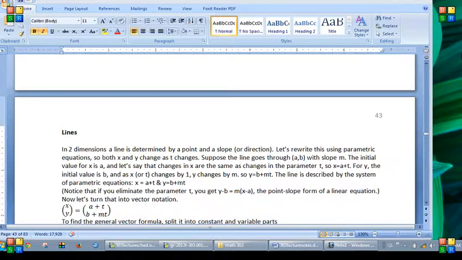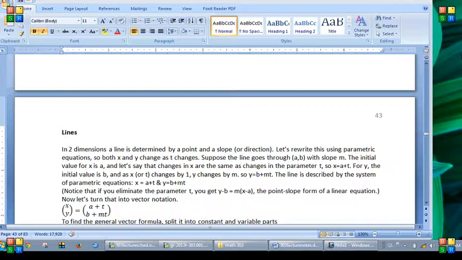Okay, so first of all, lines. In 2 dimensions, a line is determined by a point and a slope. Now, it's going to be useful for us to recognize that saying what the slope is conceptually equivalent to giving a direction. Okay, so we're going to rewrite this using parametric equations. And once again, our parameter is going to be t. So x and y are essentially going to be functions of t. So how do we do that?